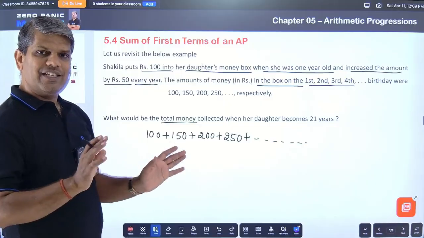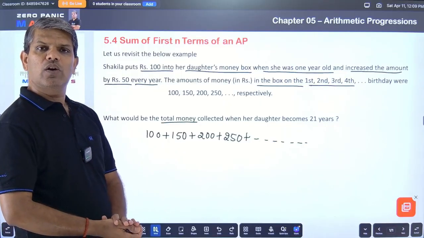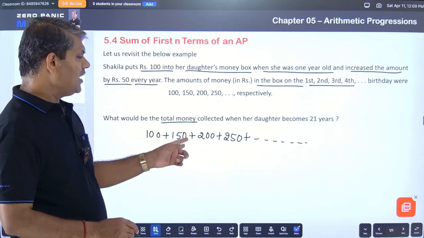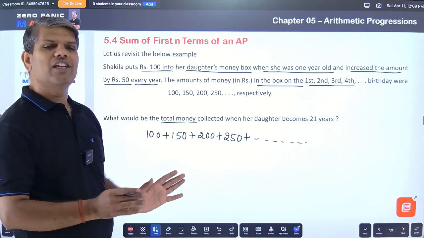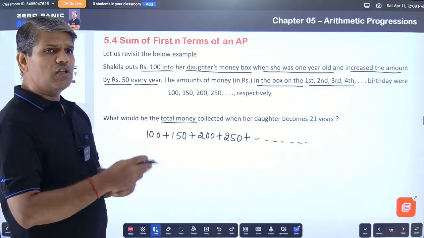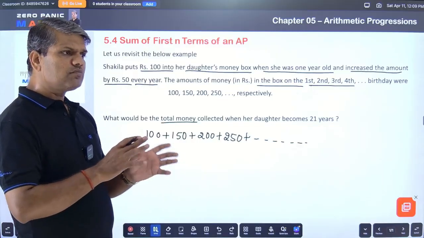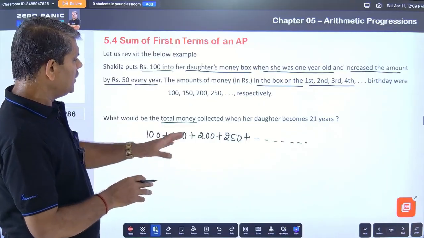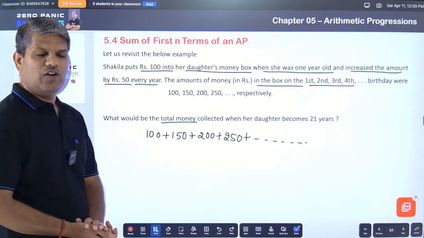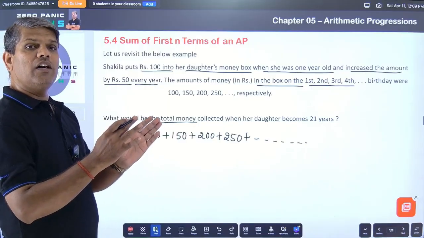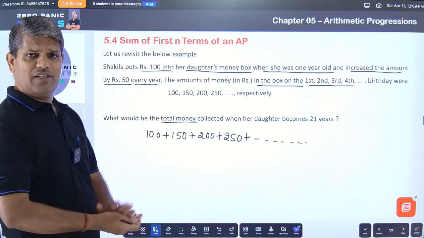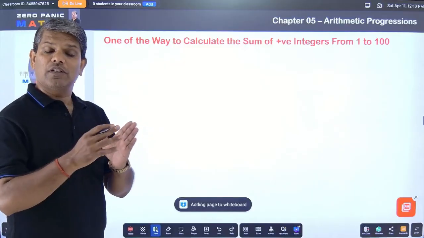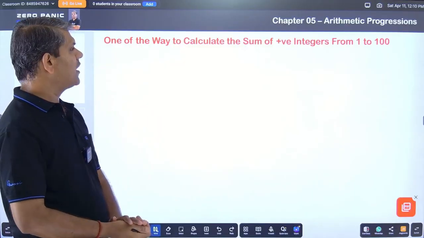Is this a feasible solution? No, this is not feasible because, first of all, it is time consuming, and it is complex and tedious also. So what we will do is create a procedure, a formula, so that this job becomes easy for us: adding the sum of the first n numbers of a given series. This is the need for the sum of the first n terms of an arithmetic progression.